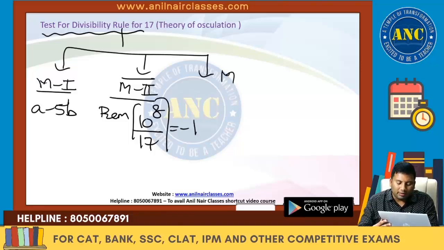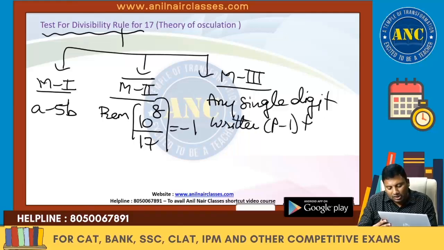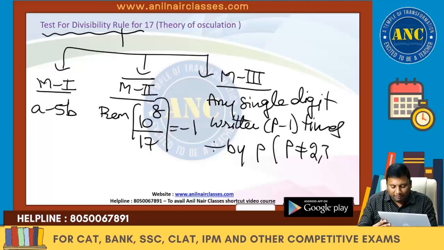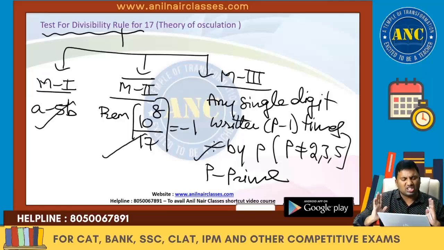Method number 3: any single digit written p minus 1 times is always divisible by p, where p is not equivalent to 2, 3 or 5, and p is a prime number. Depending upon the question, you choose method 1, method 2 or method 3. Crystal clear clarity in any of these questions.